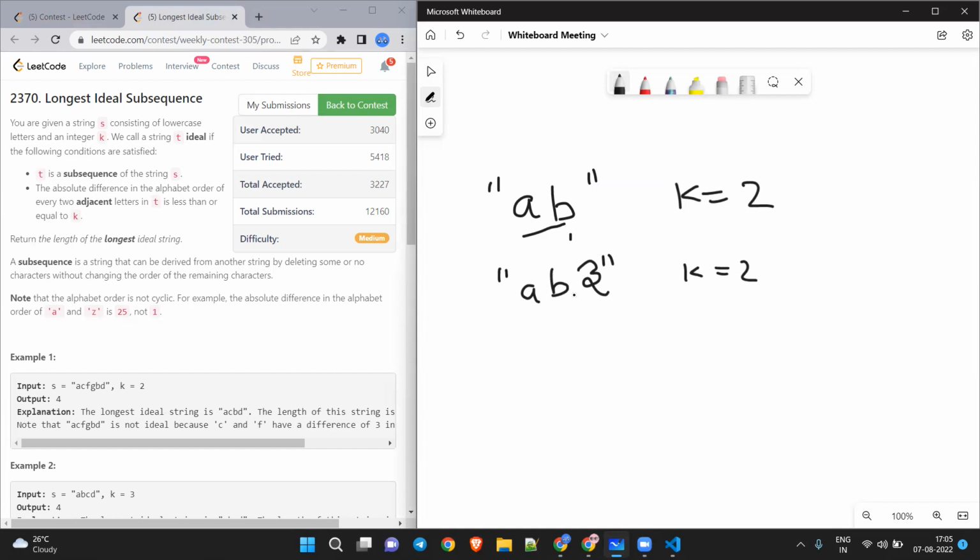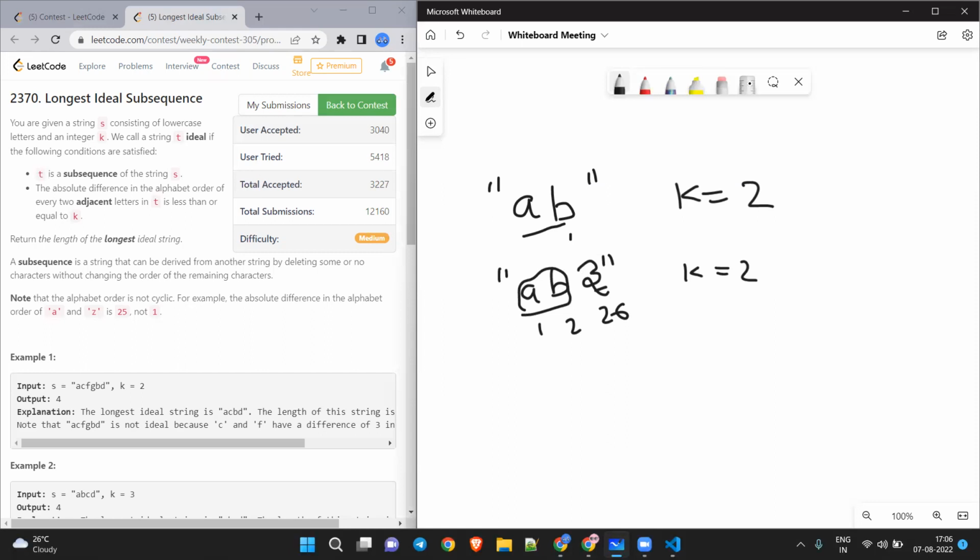Yeah, it is not an ideal subsequence because Z cannot attach to any of these characters, because its value is 26 and A's value is 1, B's value is 2. So the difference would be more than K. But by deleting Z, we will get AB with length 2.